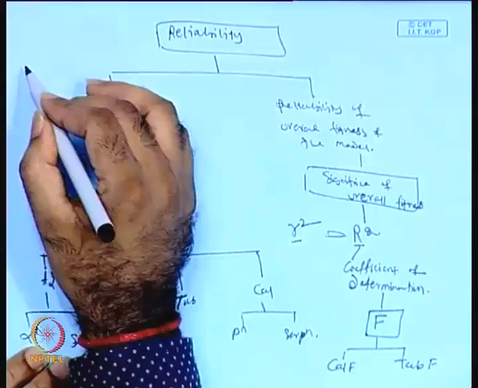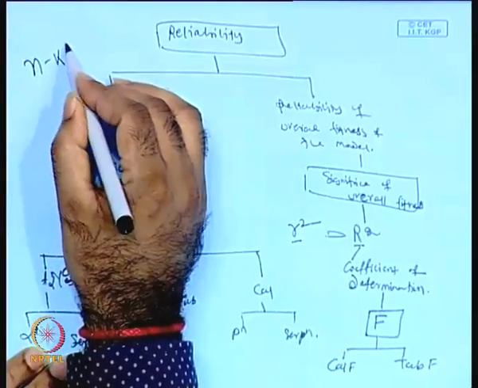Degrees of freedom. Degrees of freedom means the difference between the total number of observations and the number of independent variables represented in the system. We will discuss this in detail later. Sometimes we call it n minus k.